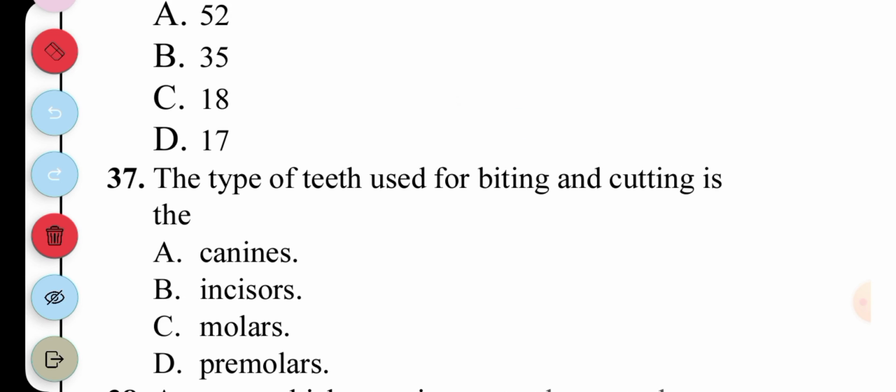The type of teeth used for biting and cutting is A. Canine, B. Incisors, C. Molars, D. Premolars. The answer to question 37 is B. Incisors.